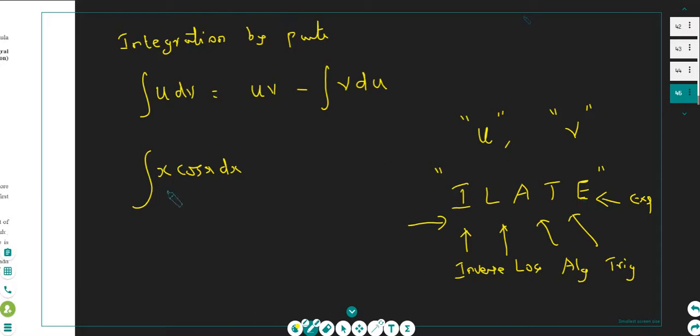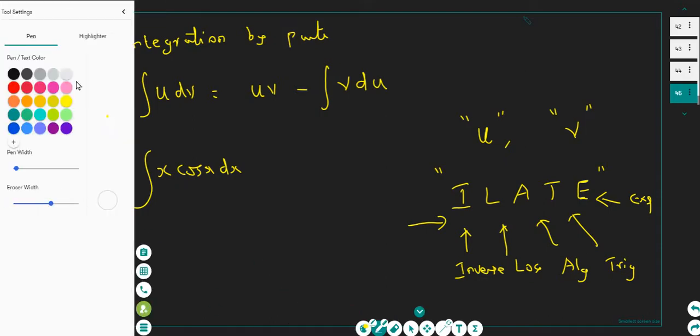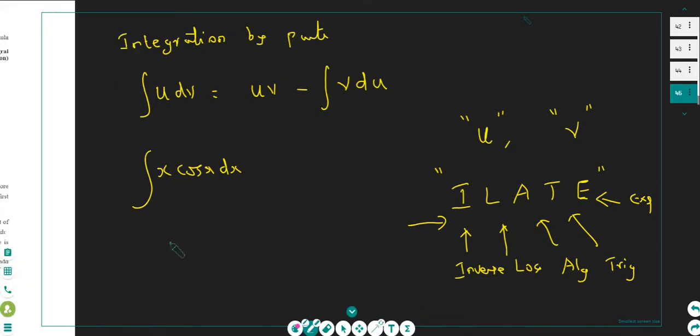Let's look at the different functions we have in this question. We have algebraic, x is an algebraic expression, and cos x is trigonometric. Which comes first? Algebraic comes first. Therefore I have to choose u as x, so u equal to x. This rule is basically to choose only u, not v.